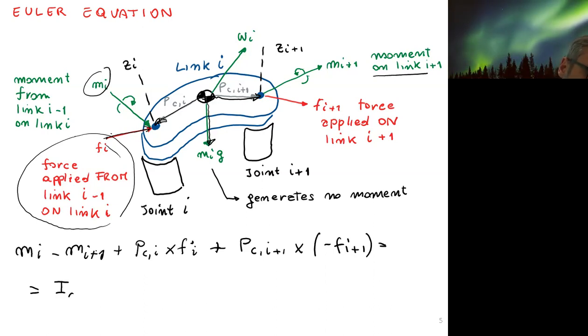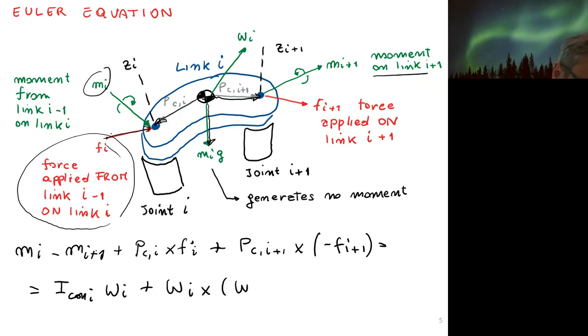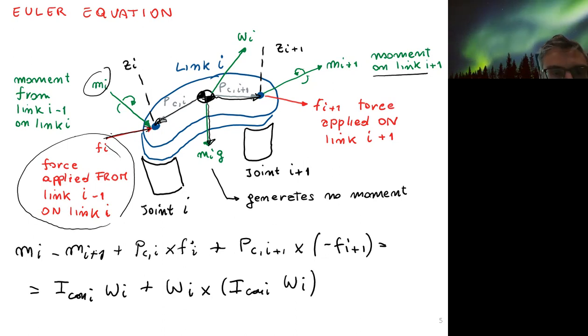Whatever we wrote before, where we consider the inertia at the center of mass of link I and omega I, the angular velocity of link I.